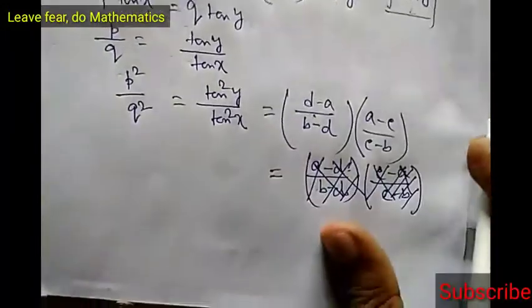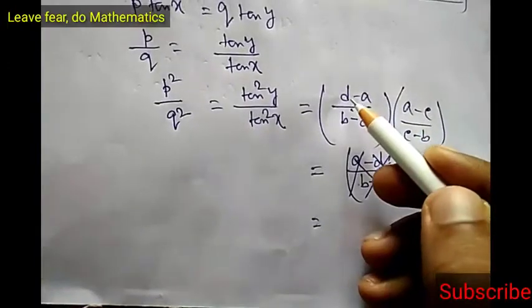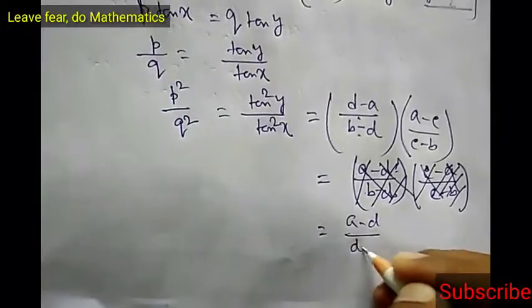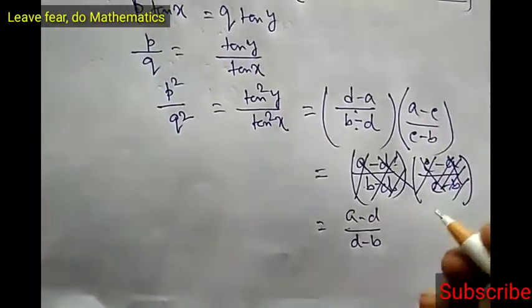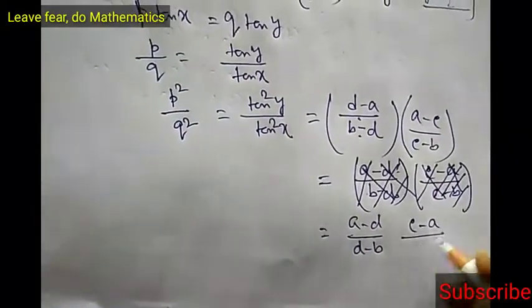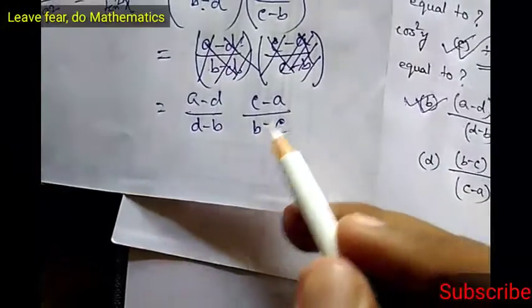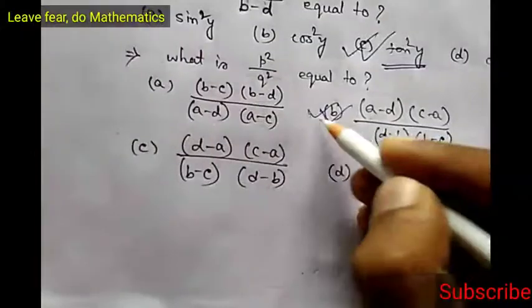Now we can write this as, if we take minus out from both numerator and denominator, we will get a minus d over d minus b. And similarly, if we take minus out from numerator and denominator, this will give c minus a over b minus c. So what will be our answer? It is a minus d times c minus a over d minus b times b minus c. So option B will be the right answer.